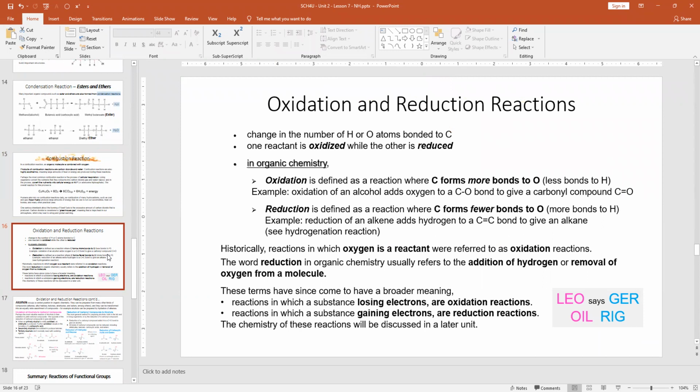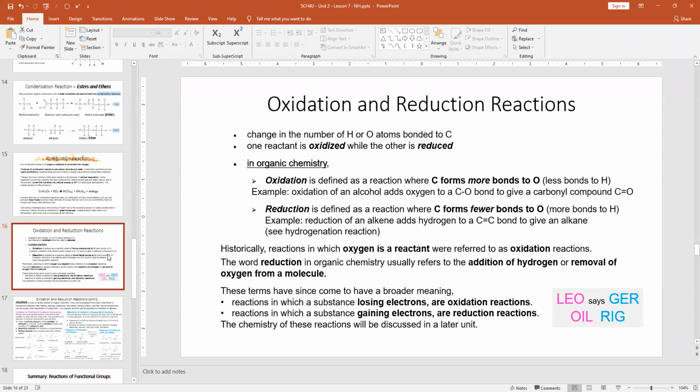In oxidation and reduction reactions, you have a change in the number of hydrogen or oxygen atoms that are bound to your carbon, where one reactant is the one being oxidized, while the other reactant is the one being reduced. What do we mean by that? In organic chemistry, oxidation and reduction are terms with very specific meanings, very specific definitions.